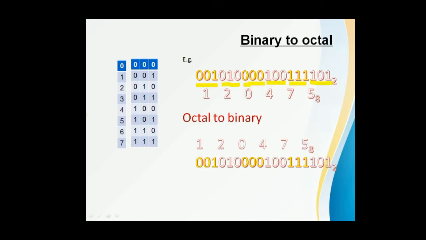And also we can convert an octal to binary by using this same table. Here 1 is equal to 001, 2 is equal to 010, 0 is equal to 000, 4 is equal to 100, 7 is equal to 111, and 5 is equal to 101. We can convert any binary number to octal or any octal number to binary by using this table. We have to group 3 bits at a time and convert that group to octal.